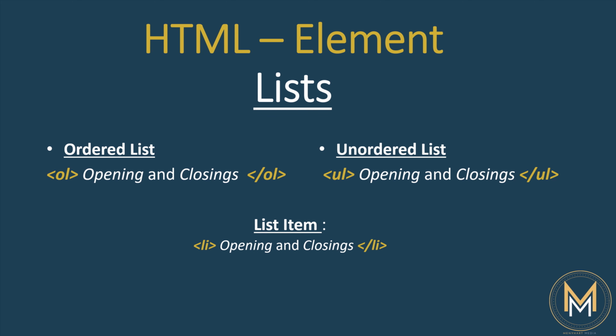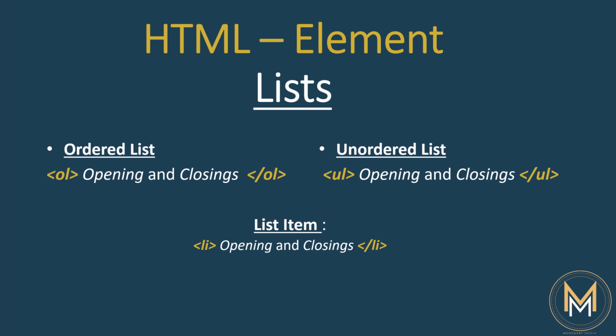Welcome to the end of the first section. In this lecture, I would like to conclude our beginner's HTML section with the two list types, the ordered list and the unordered list. And of course, what would be a list without its list items?